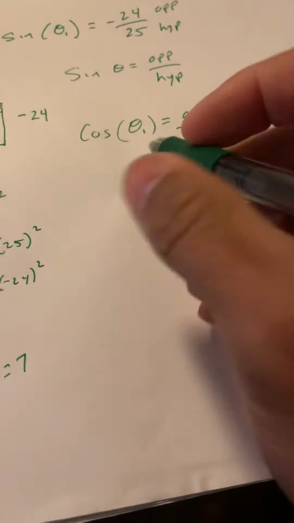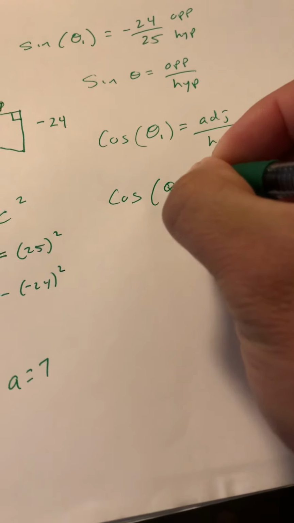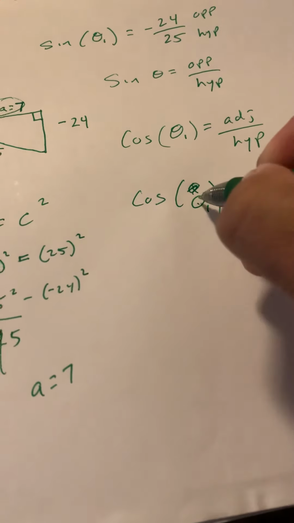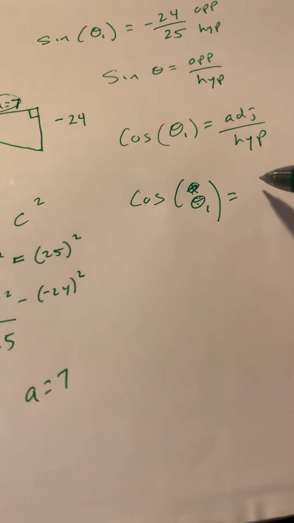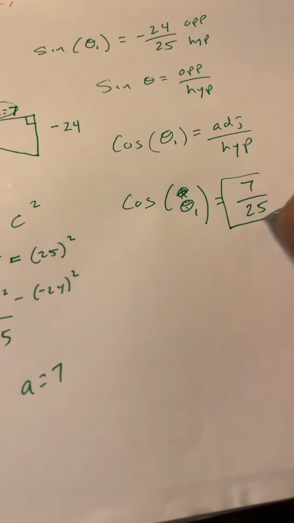So then now I can come over here and set the cosine of theta. Sorry, I'm getting sloppy here. Cosine theta 1 is equal to the adjacent side, which is 7 over 25. So that is my answer.